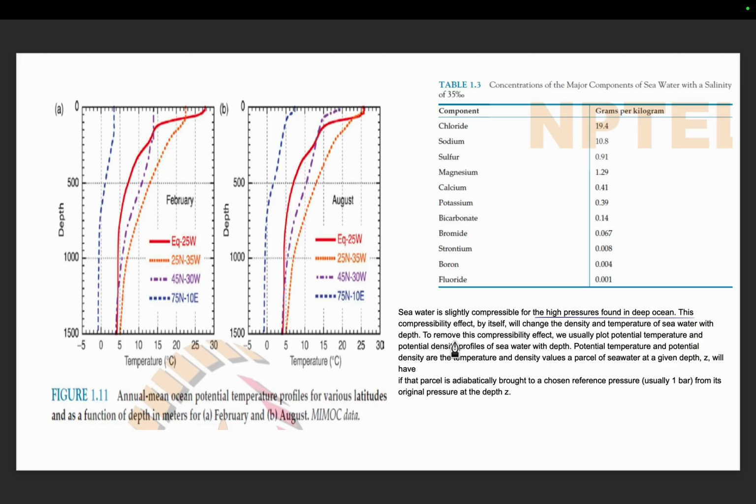To remove such compressibility effect, usually the potential temperature and the potential density profiles are plotted for the sea water with depth. Potential temperature and potential density are the values a parcel of sea water at a given depth z will have if the parcel is adiabatically brought to a chosen reference pressure, usually 1 bar, from its original pressure at depth z.